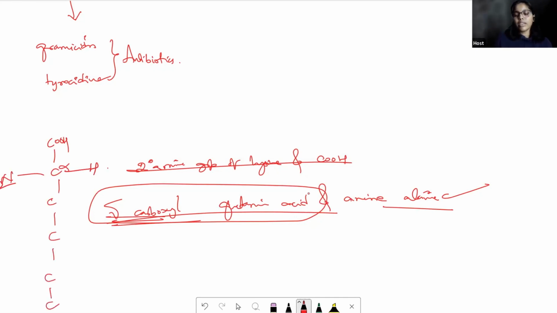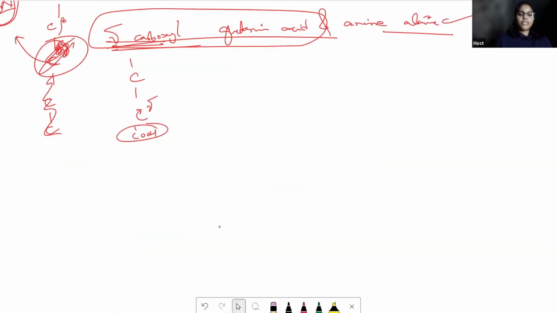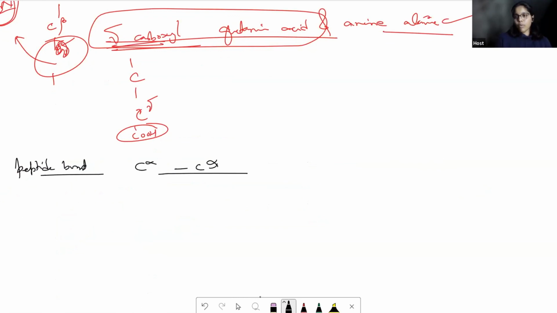Which carboxyl group usually participates in the reaction? Which amine group usually participates in the reaction? Alpha. So, is it possible for this amine group to combine with the gamma carboxyl group of another amino acid and form a peptide bond? It's just a guess. It is possible, and that is also termed a peptide bond. So a peptide bond doesn't have to be formed between C alpha and C alpha. It can be formed between any two groups.